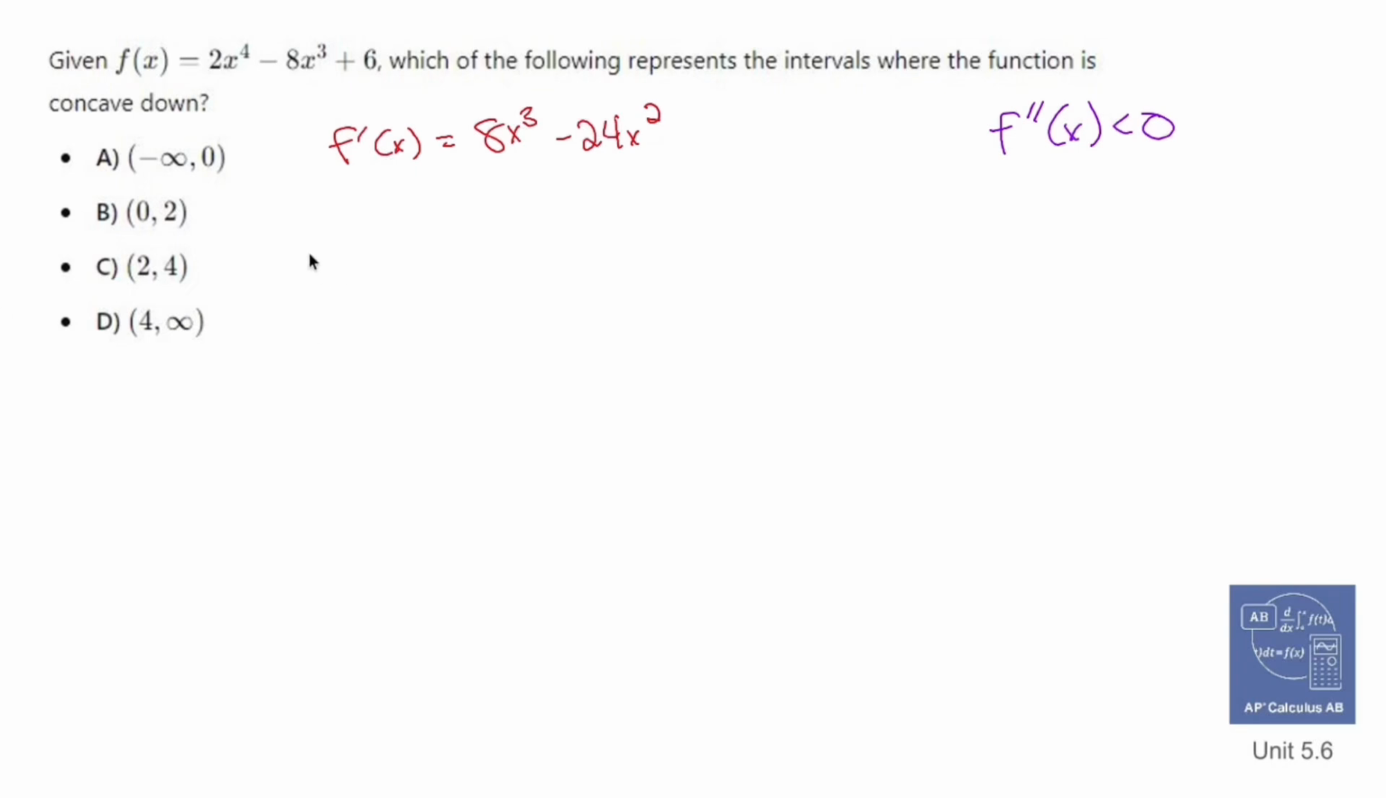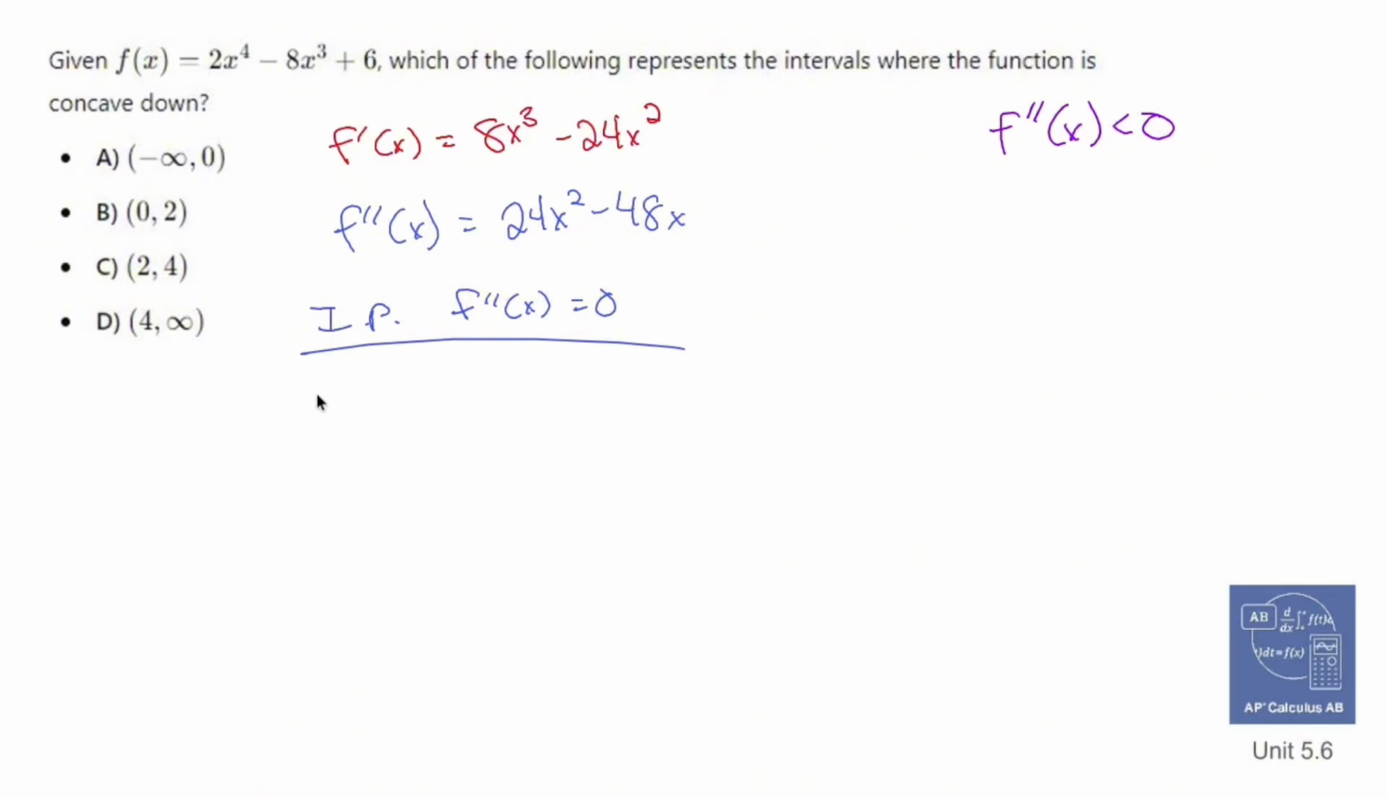The second derivative is going to be power rule again, and that's going to be 24x squared minus 48x. Now what I need to do is find the inflection points, and the inflection points exist when the second derivative is equal to 0. So let's take this and set it equal to 0. 0 equals, let's factor out not only a 24 but also an x. So 24x times the quantity x minus 2.